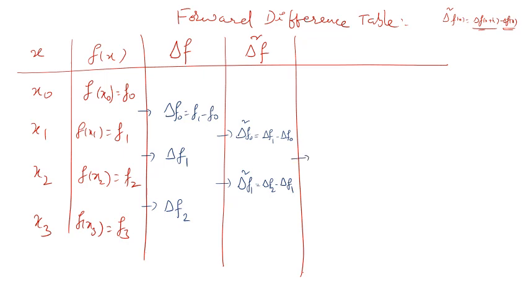And the last one, this is third order forward difference, delta cube f. Delta cube f naught, what is this? It is delta square f1 minus delta square f naught. This is forward difference table.